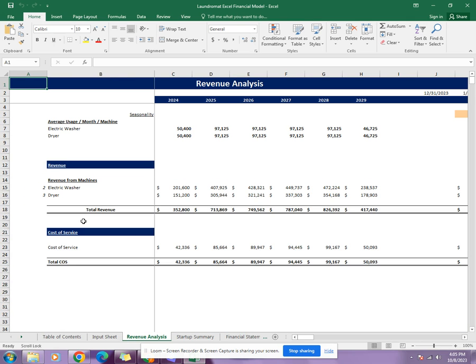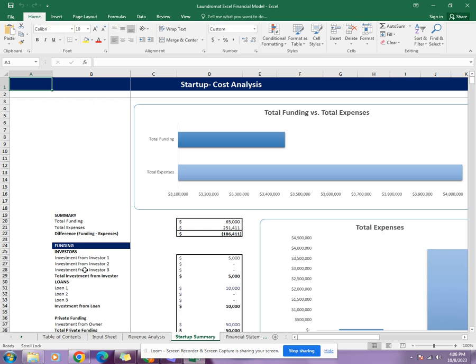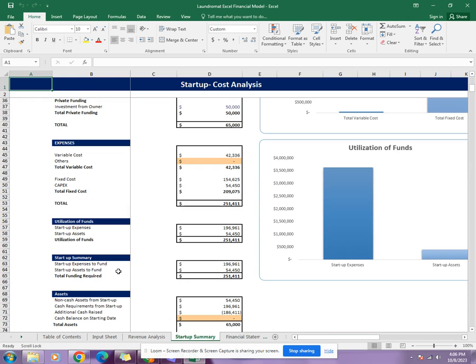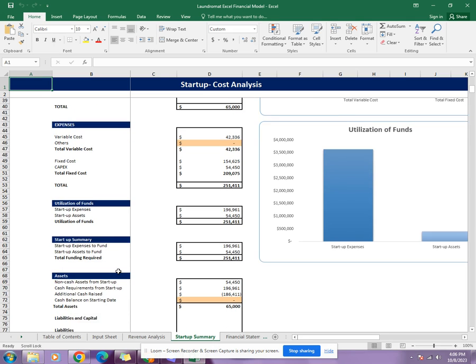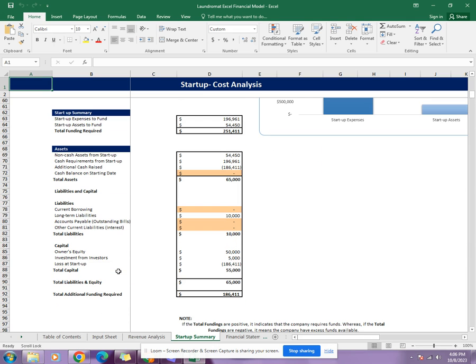Then comes the revenue analysis. The revenue analysis, as you can see over here, includes the revenue generated from each of the services provided. Then comes the startup summary. The startup summary, as you can see, gives you a brief summary about the company's first year. It tells you about its total startup expenses and startup assets. It also identifies the total assets, total liabilities, and total capital for the first year, and gives the additional funding that would be required in the first year.